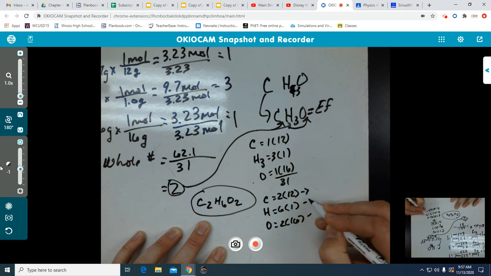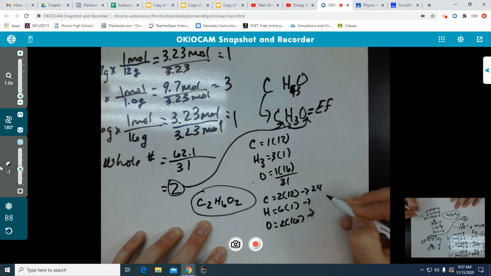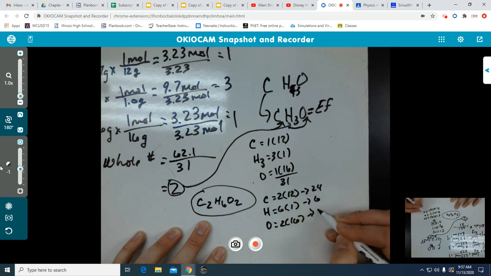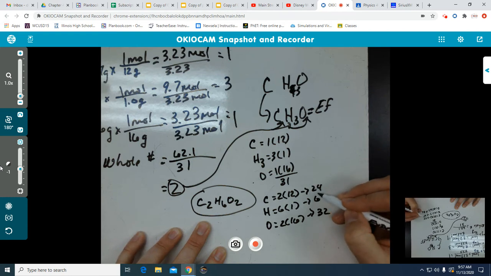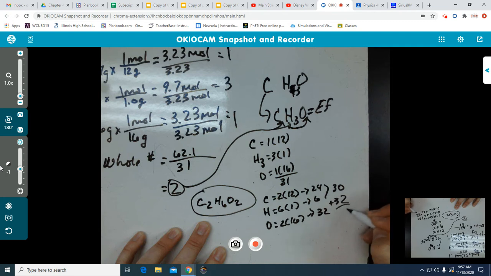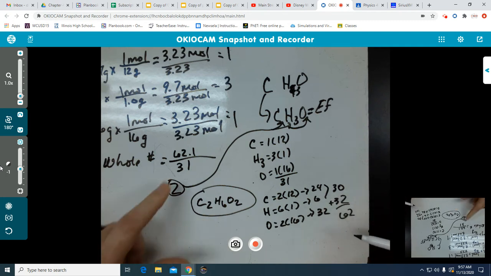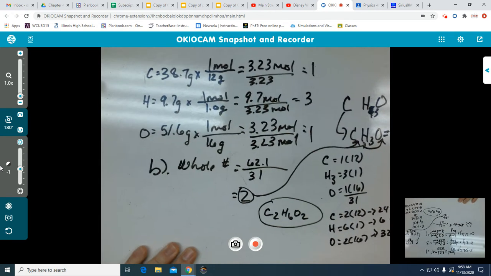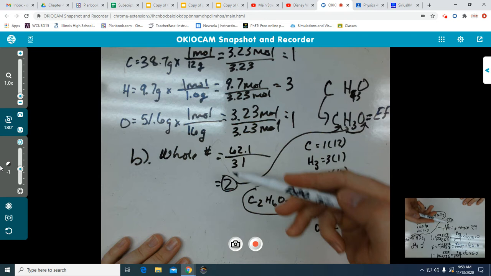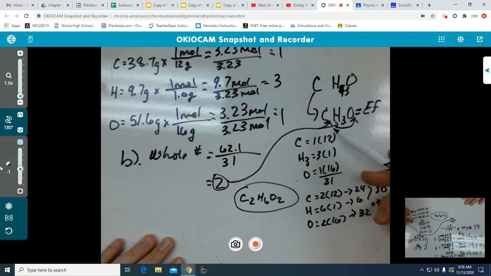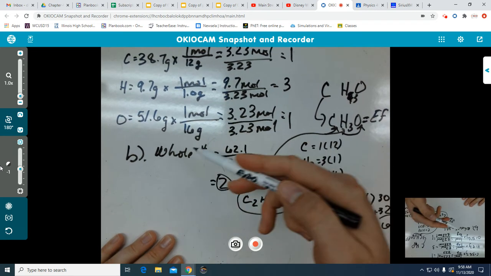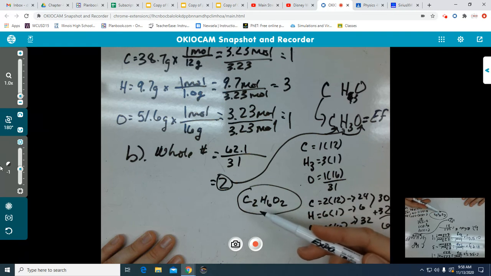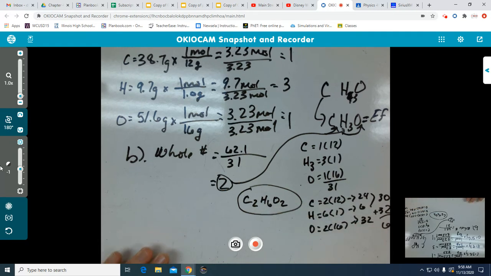So go ahead and calculate this. 24 plus 6 plus 32. That's 24 plus 6 is equal to 30, plus 32. We get 62, which is pretty much on the money there. So we are good. Okay? Whew. So that is how we determine the empirical formula, which is CH3O, and the molecular formula for part B is C2H6O2.